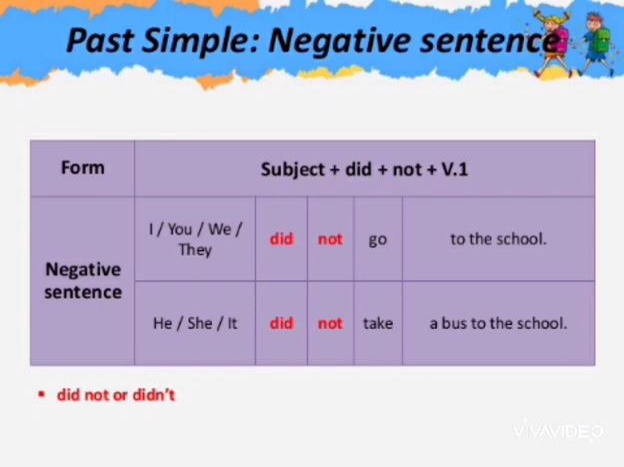He or she or it: he didn't take a bus to the school. You can see that did is used here as a helping verb or auxiliary verb, and as it is simple past tense, the past form of do is used, and the past form of do is did. So he did, and take is the main verb. He didn't take a bus to the school.